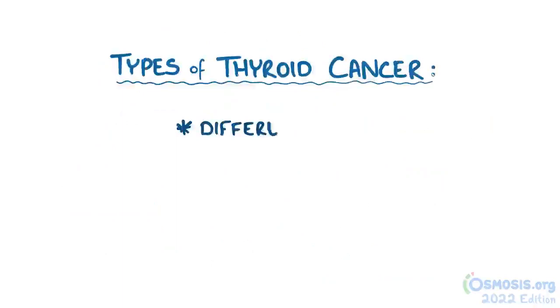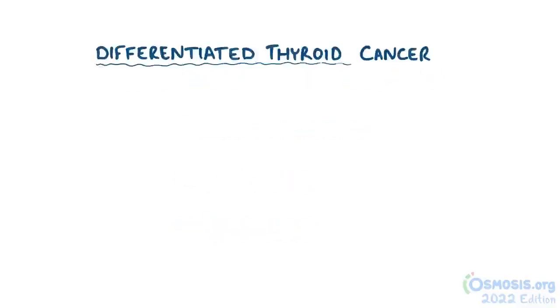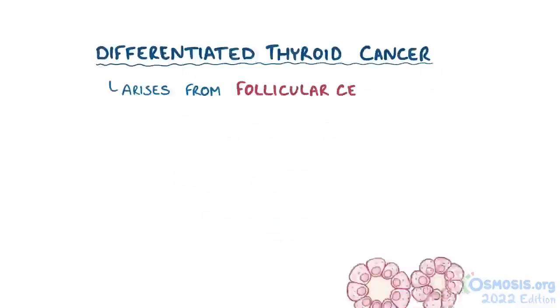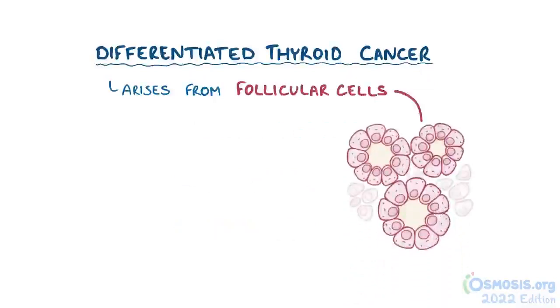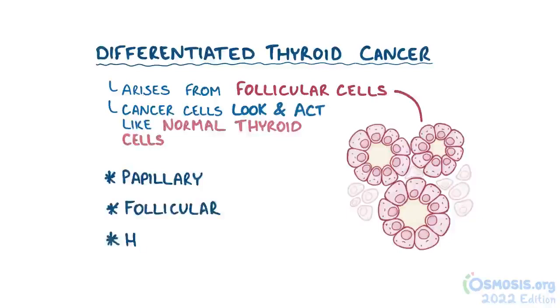Now, there are three main types of thyroid cancer: differentiated, medullary, and anaplastic. In differentiated thyroid cancer, the cancer arises from follicular cells, and it's known as differentiated because the cancer cells look and act like normal thyroid cells. Within the differentiated thyroid cancers, there are three groups: papillary, follicular, and Hürthle cell carcinoma.